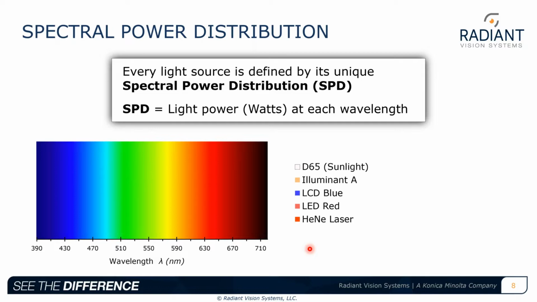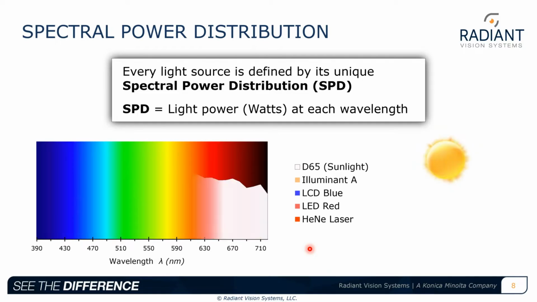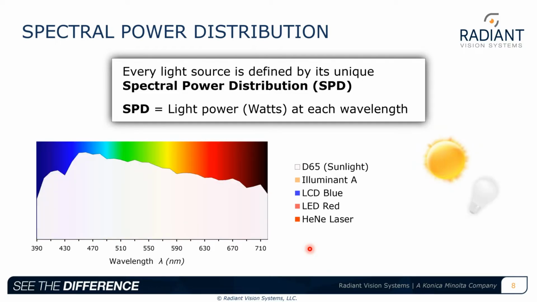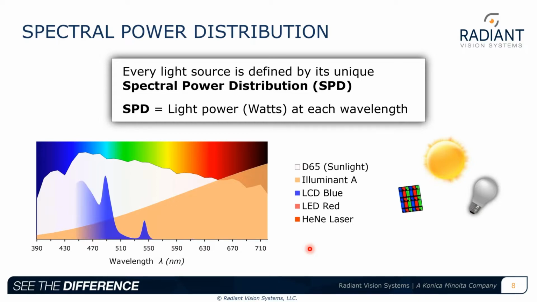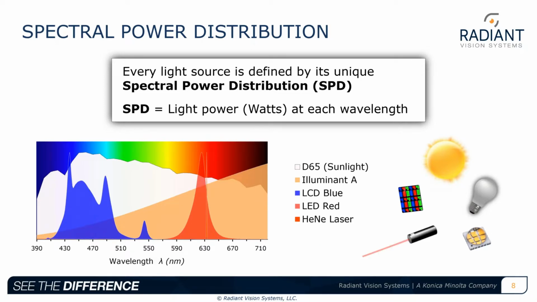So a spectral power distribution is one way to define the light output of a light source, and we're going to plot a few examples so you can get the hang of it. First we have D65 or sunlight, which is very broad, illuminant A, LCD blue, LED red, and lastly, Heine laser.